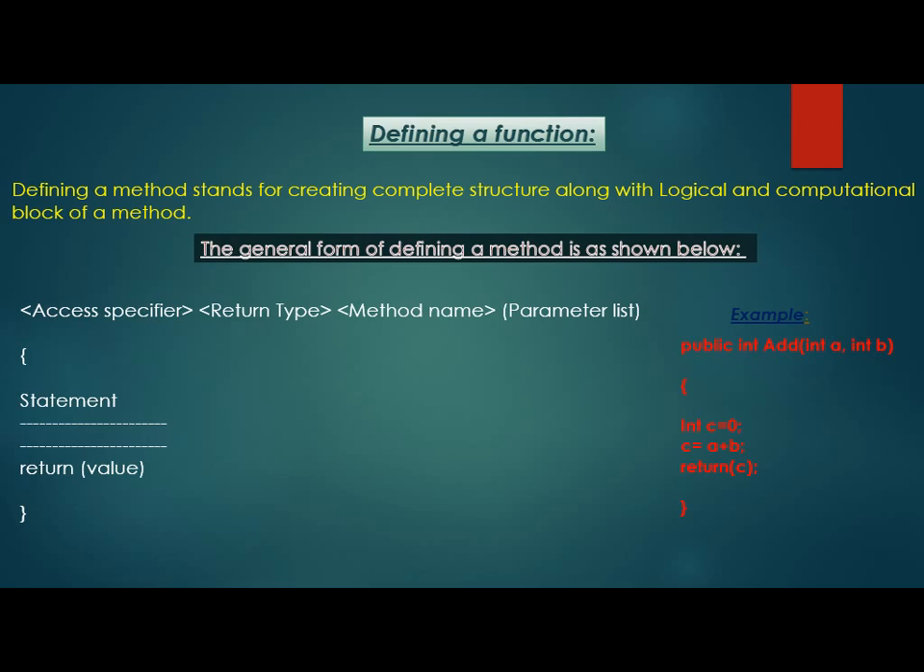See the example: public int add(int a, int b). So public is the access specifier over here, int is the return type, add is the method name, and the parameter list is int a and int b. Inside the block we have int c equals 0, c equals a plus b, and then it will return c. That means the sum of a and b.